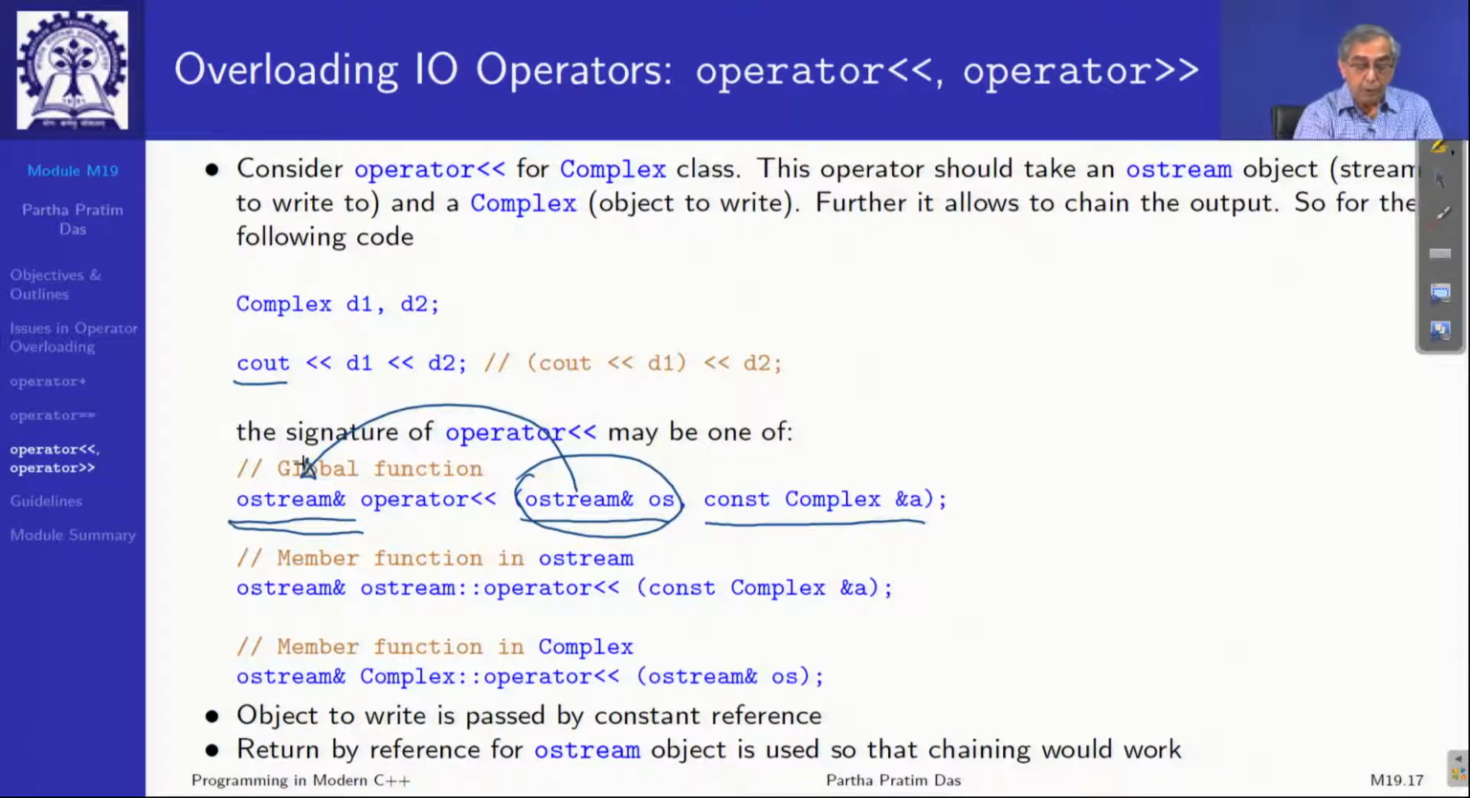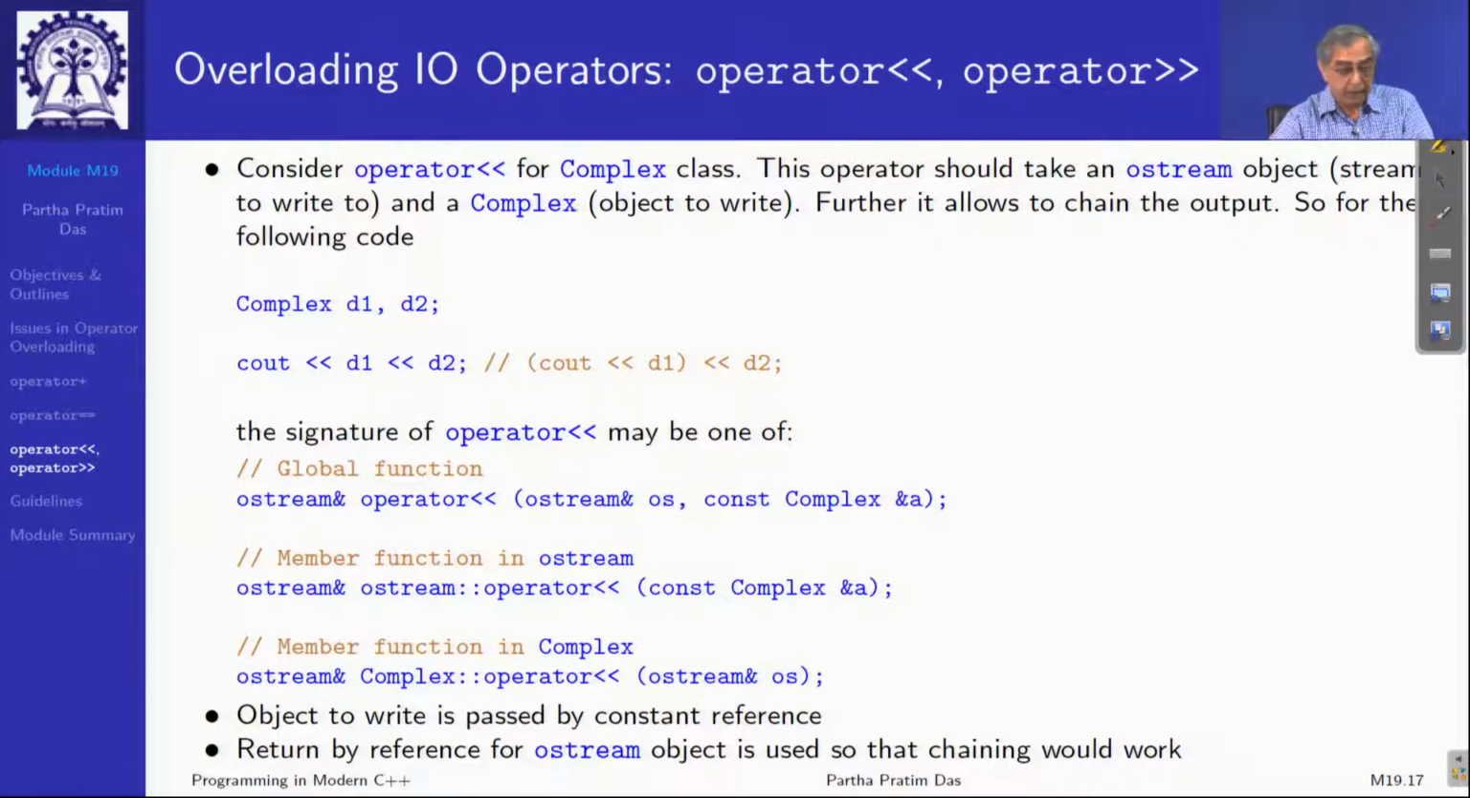So that when I do the chaining, what I have got back will be able to go into the second instance of the operator, right. So, that is the basic style that we will have to maintain, right. Okay. So, this is if we do it by global function.